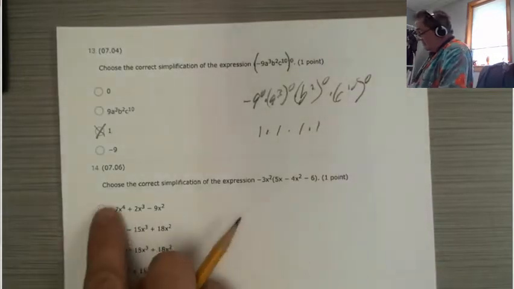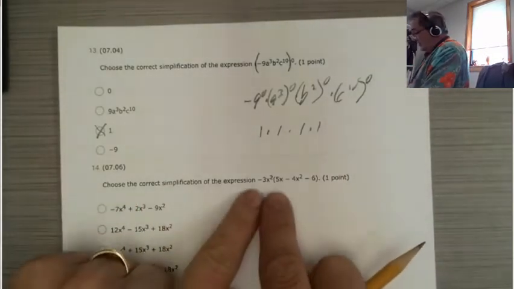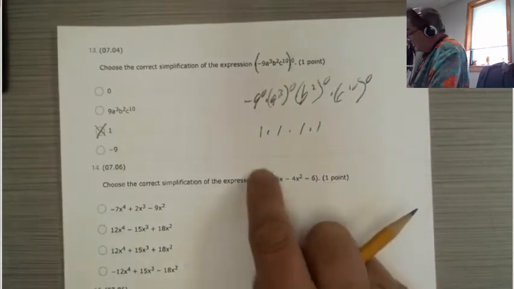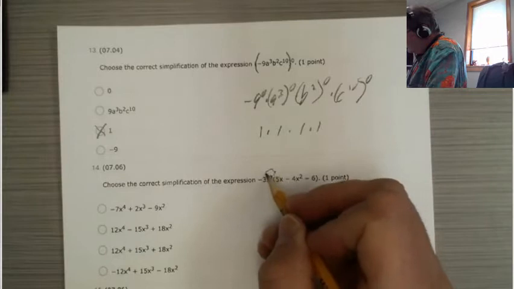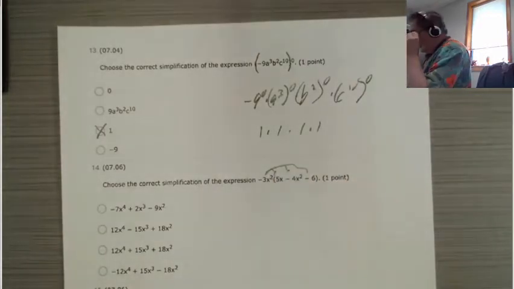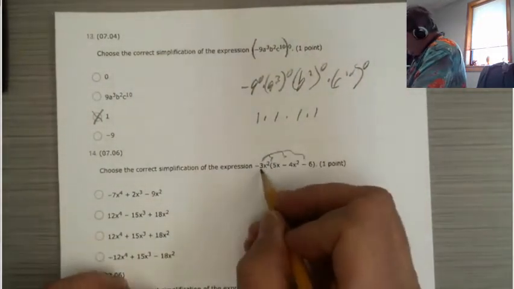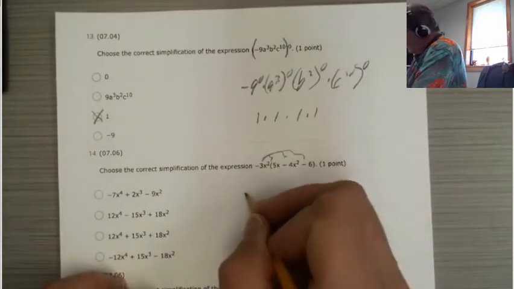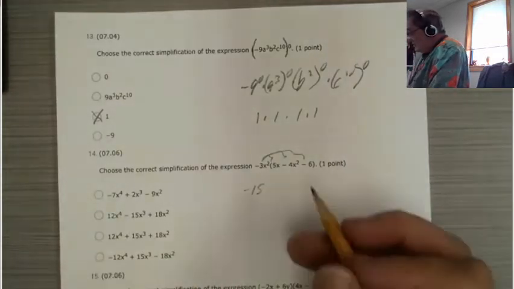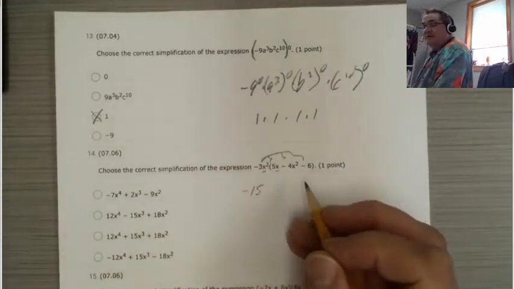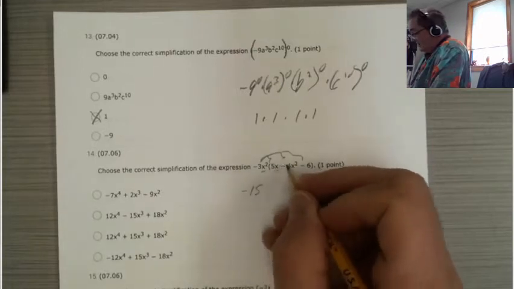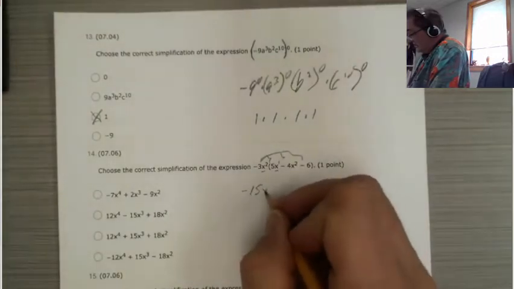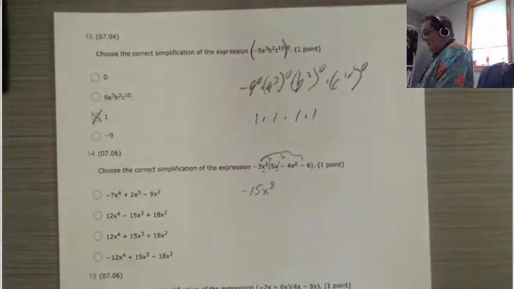All right. Choose the correct simplification of this expression. Okay, we have a term outside and then parentheses. So we just have to distribute, which means we're multiplying this times all the terms inside. So negative 3x squared times 5x. Well, negative 3 times 5 is negative 15. What's x squared times x? Add the exponents. And x by itself is x to the first. So x squared times x is x to the third power.